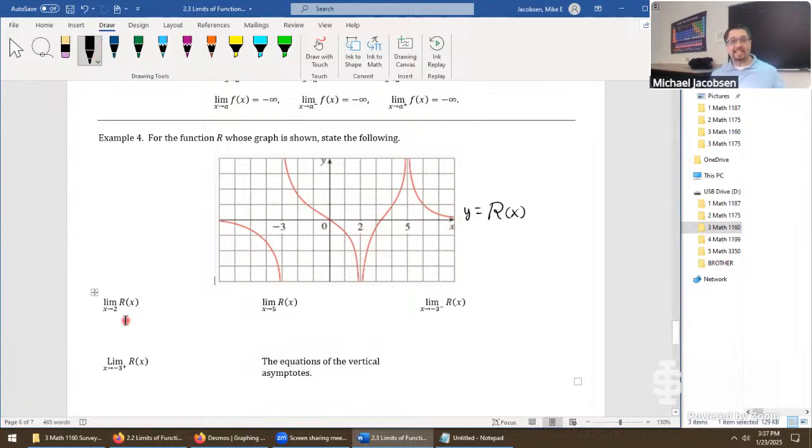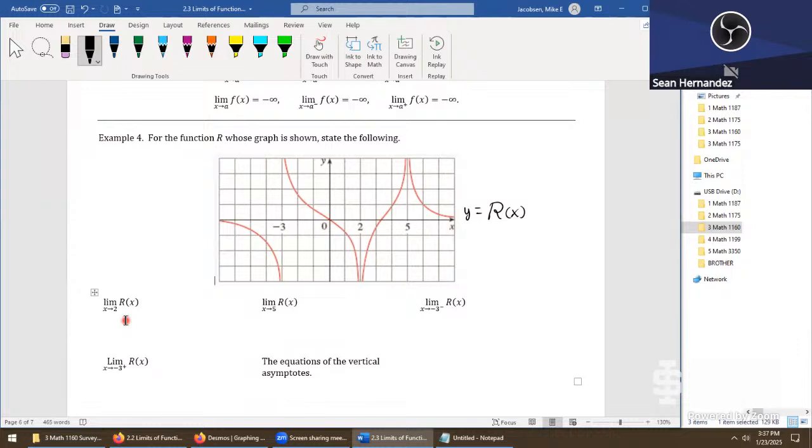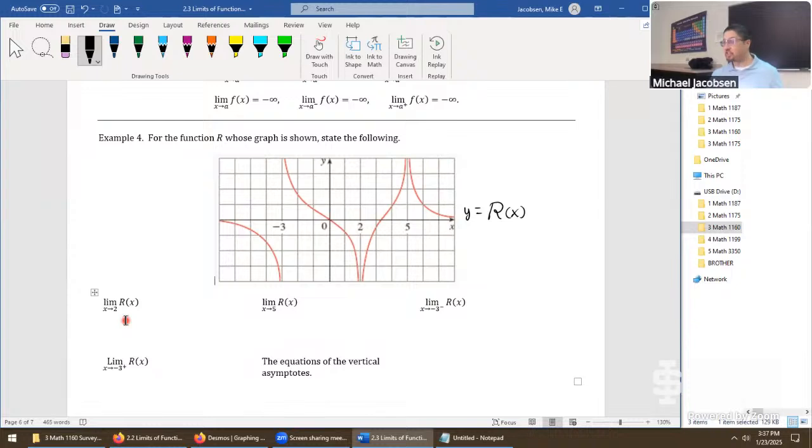First one is the limit as x tends towards 2. Any volunteers for this limit here? Would it be negative infinity? Yeah, absolutely. Good call, Sean. What we want to look at is where the 2 is. Here it is on the x-axis. On either side, we're plummeting downwards. So just like you said, negative infinity on that one.